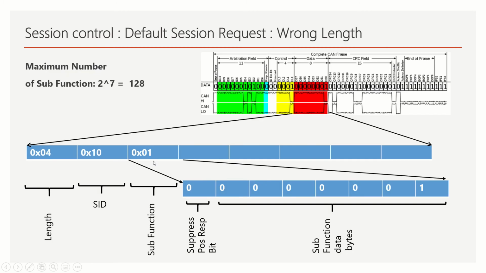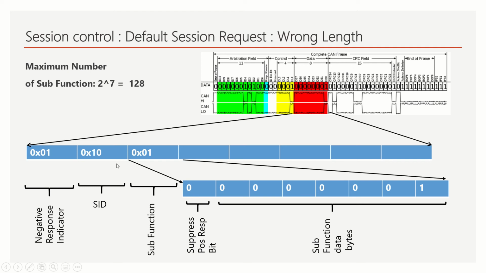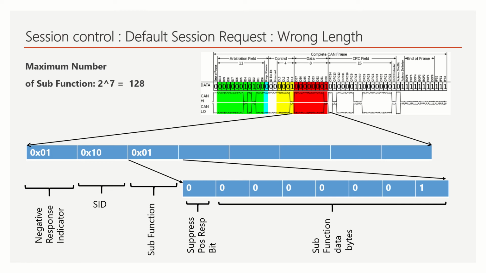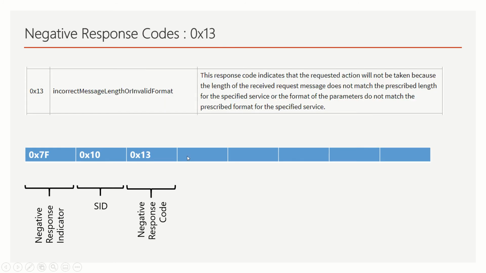Now let's say we have a valid request, 10 01, but we are setting the length as invalid. Here also we will face an error code, which is 13. It could be anything, because 4 is also an invalid length, if it is more than what is supposed to be, and if it is 1, then it is less than what it is supposed to be. In both cases we will get NRC 13, which says incorrect message length or invalid format.